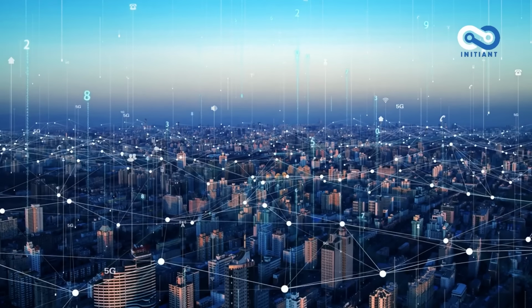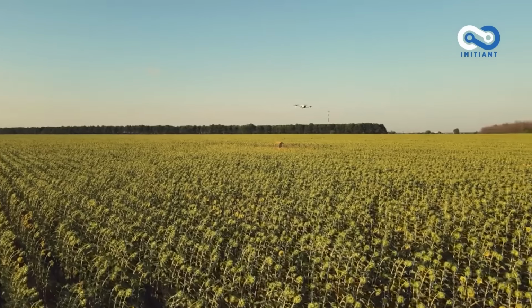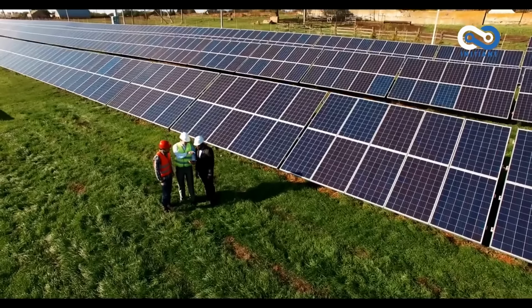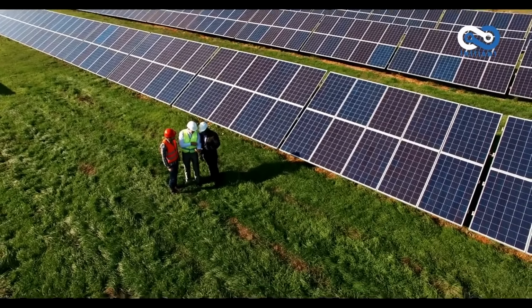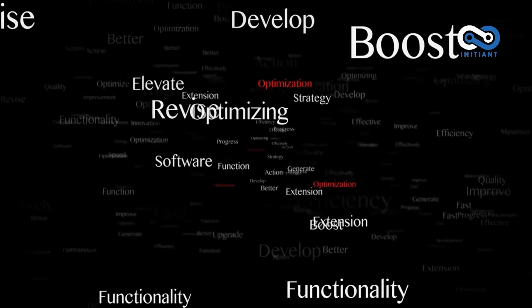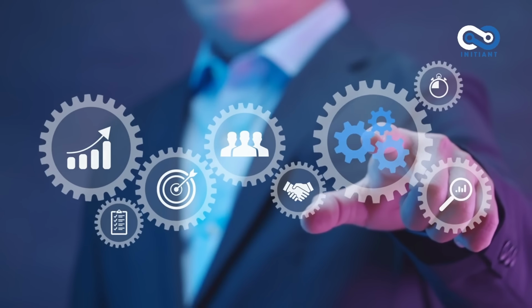In smart cities, edge devices optimize traffic flow, improve energy efficiency, and enhance public safety in real time. In agriculture, AI-powered drones monitor crop health and optimize irrigation, leading to higher yields and more sustainable farming practices. Edge computing and AI offer unparalleled speed, efficiency, and scalability, enabling organizations to unlock new levels of productivity and innovation.